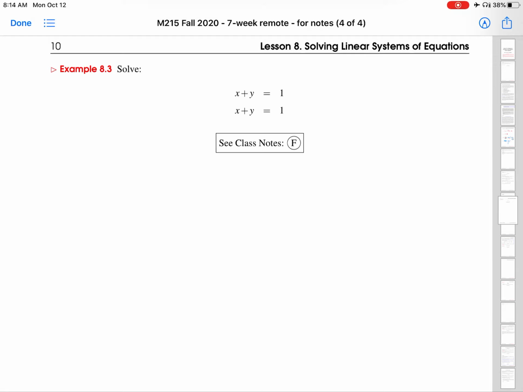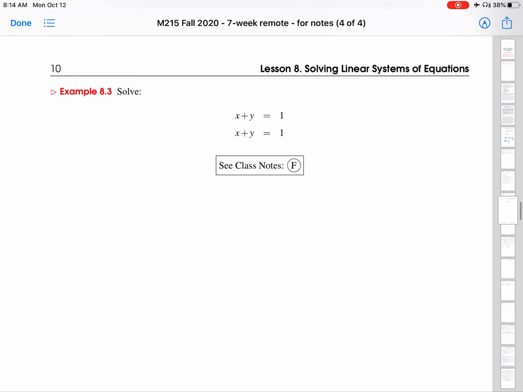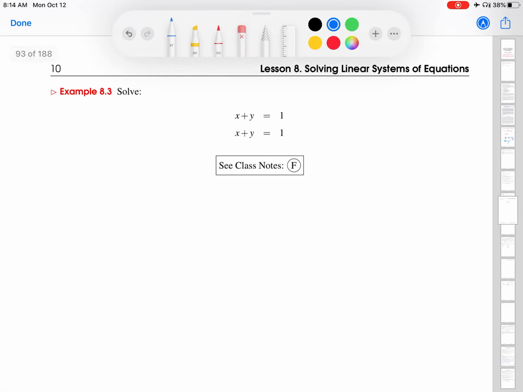We are going to work on lesson notes F in lesson 8. Let's take a look at what we are trying to solve here. This is a linear system, and we are trying to find the solution if it exists. Like in the previous video, this particular system is not one where you need to apply a lot of fancy theory to solve. You can see right away that it is the same equation, just written out twice.